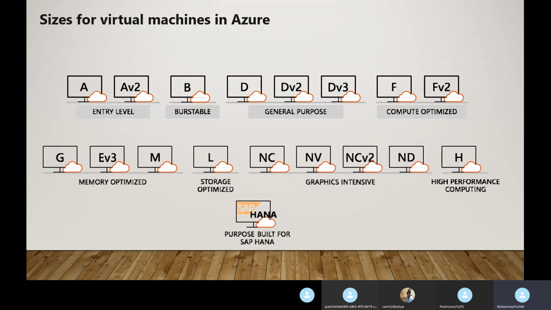The Azure virtual machine has multiple types of sizes. You can see A, AV2, B, D, DV2. These are what we call sizes. This is entry level, burstable, general purpose, compute optimized, storage optimized, and graphics. While deploying the application, you have to choose your virtual machine size.